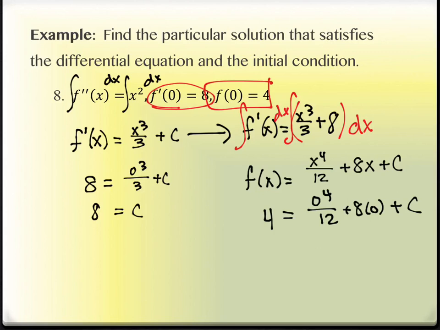What will c equal in this case? This is a second c value. Let me call it c2 because it's not the same c. It's not going to equal 8. What will this c value equal? 4. So my particular solution is f of x equals x to the 4th over 12 plus 8x plus 4.